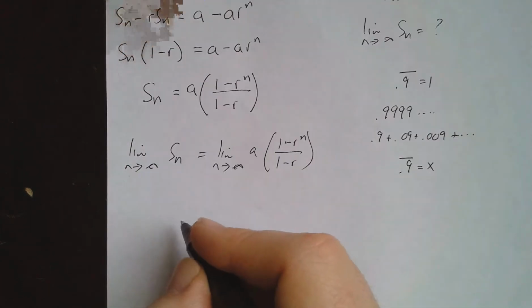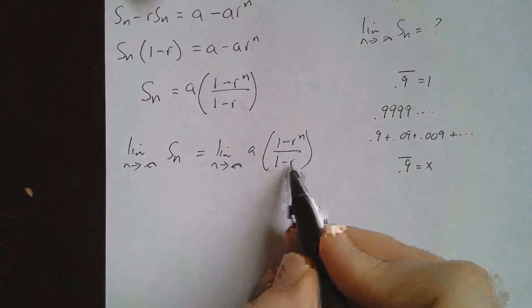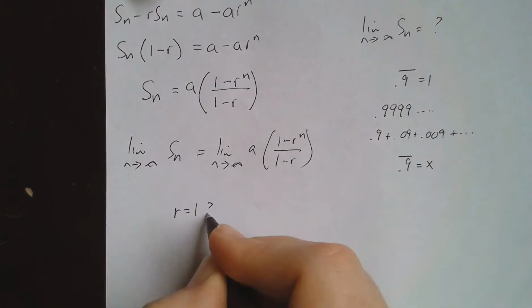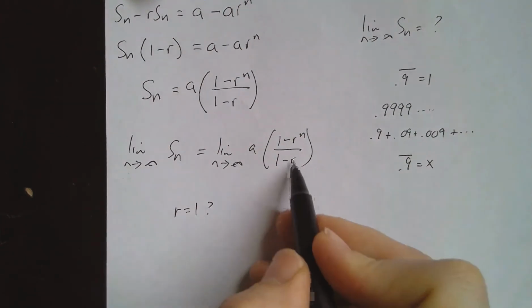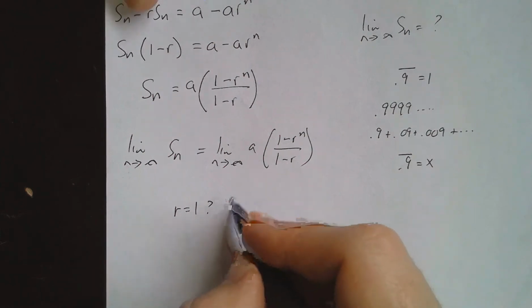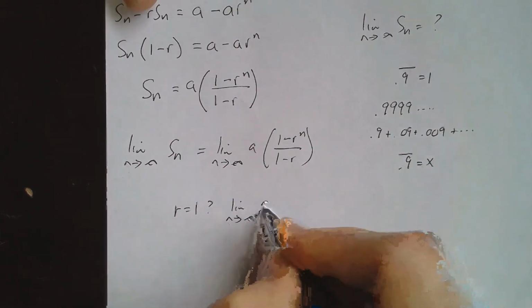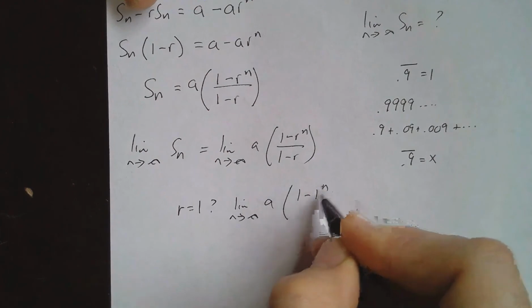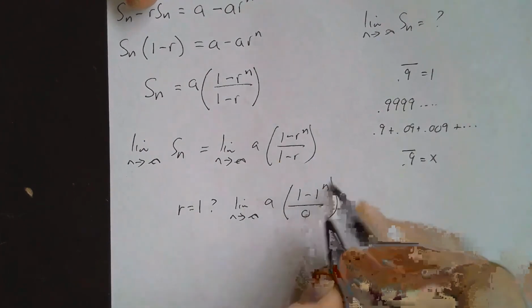Now, what's important to be able to do is to use concepts of numbers that won't work first. So the first number that's obviously not going to work is, what if r is equal to 1? Well, if r is equal to 1, then the denominator is 0, and this isn't possible. So the limit as n goes to infinity of a times 1 minus 1 to the power of n, divided by 0, doesn't exist.